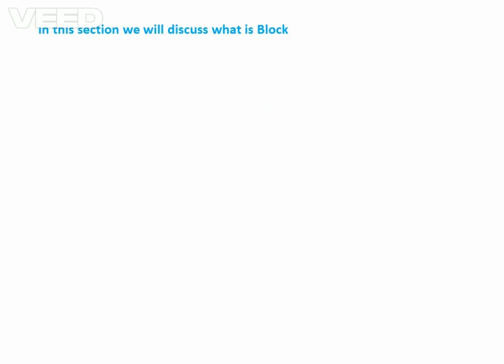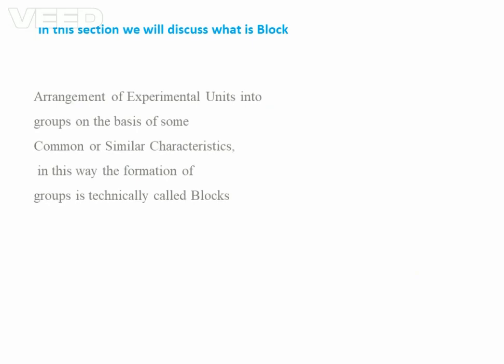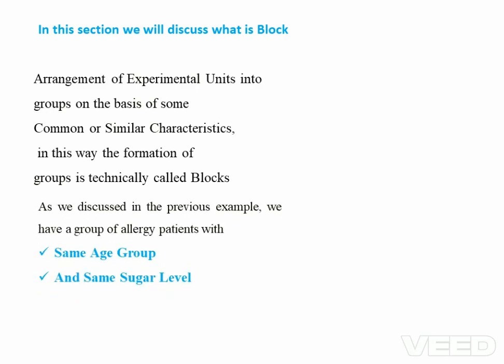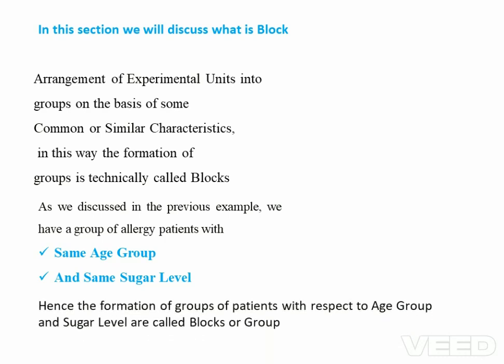In this section, we will discuss what is block. Basically, block is the arrangement of experimental units into homogeneous groups on the basis of some common and similar characteristics. In this way, the formation of groups is technically called blocks. As we discussed in the previous example, we have a group of allergy patients with same age group and same sugar level. Hence, the formation of groups of patients with respect to age group and sugar level are called blocks.